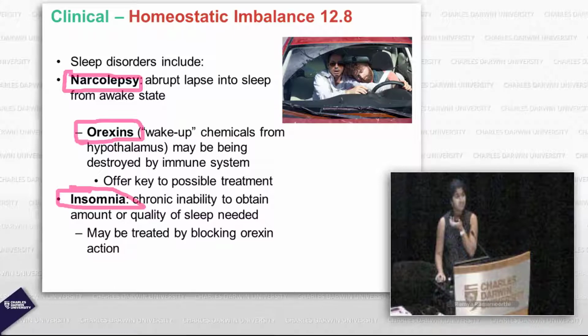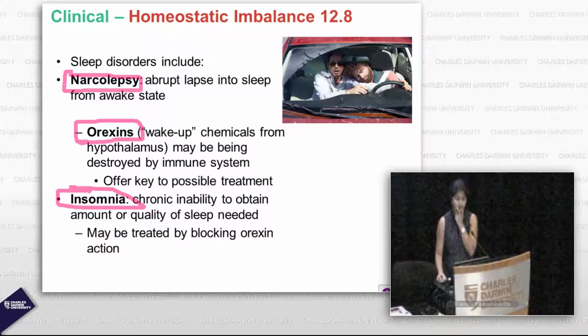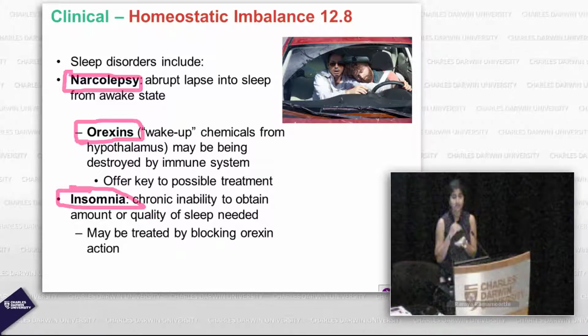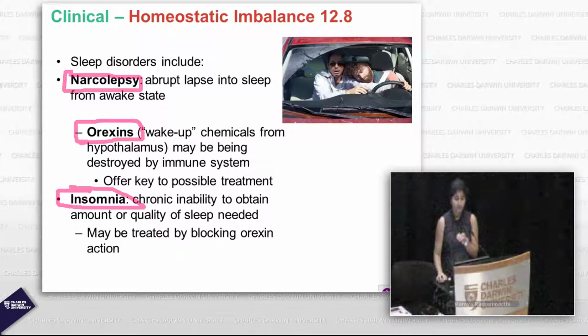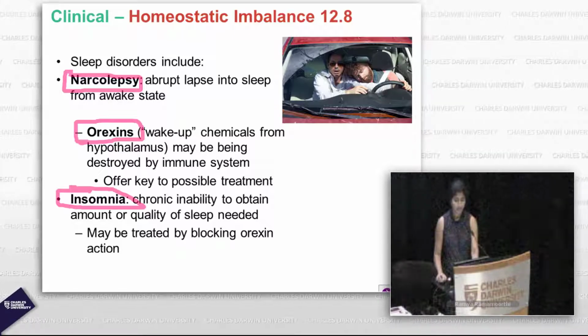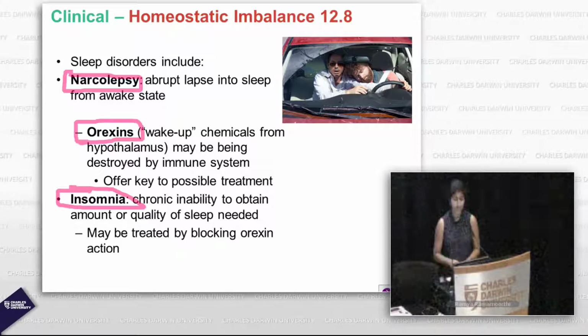Okay. Insomnia is a condition where there is inability to obtain the quality sleep that's necessary. And again, research has found that these orexin hormones are destroyed in narcolepsy. So that can actually be used as a treatment for insomnia. If they block these orexins for people suffering with insomnia, they can then get quality sleep.